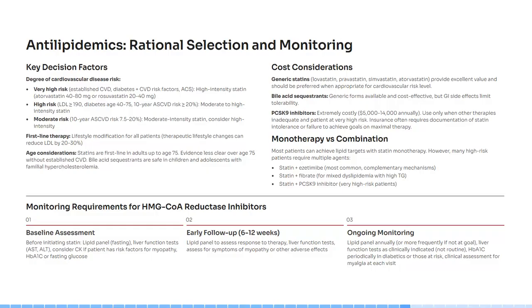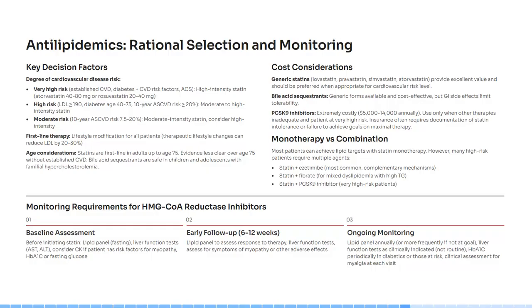So monitoring. Baseline, before you even start the statin. Get a fasting lipid level. Check their liver function tests, their AST and their ALT. Consider getting a CK if the patient has risk factors for myopathy. And you want to check a fasting glucose, or you can check a hemoglobin A1C.